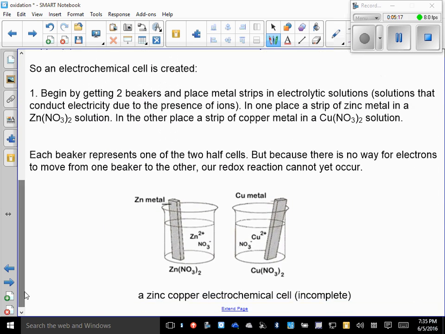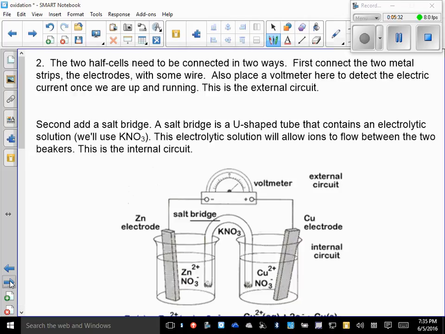So that's what we have here. We have a strip of zinc in a solution, and a solid piece of copper in a copper solution. Then what happens? The two half cells need to be connected in two ways. First, we need the electrodes connected with a wire. This is the external circuit, and we put a voltmeter in it to detect the electrical current. Sometimes they put a bulb here instead. The bulb turns on to show that there is current going through.